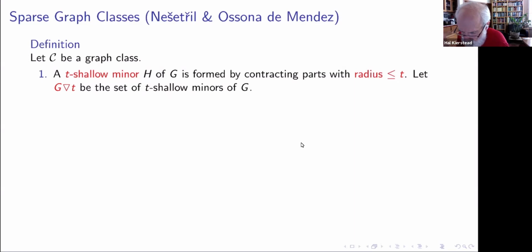To give their characterization, I need the notion of a t-shallow minor. So what's a t-shallow minor? It's just a regular minor, except that you can only contract parts that have small radius. So for a t-shallow minor, the parts you contract have to have radius at most t.